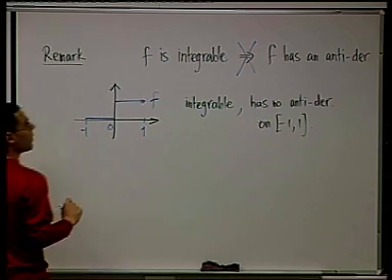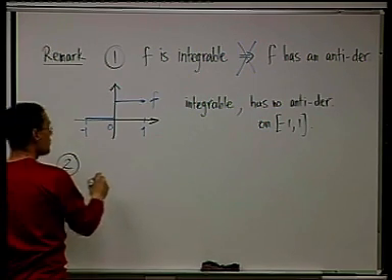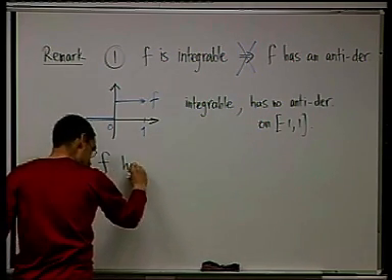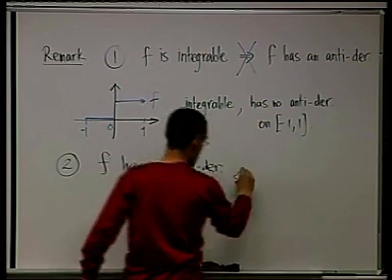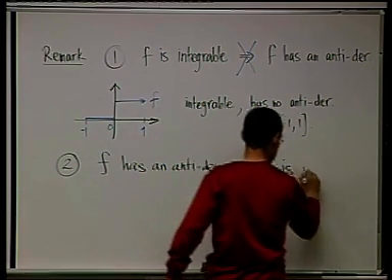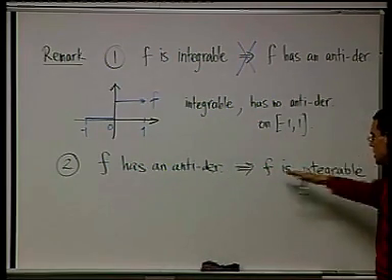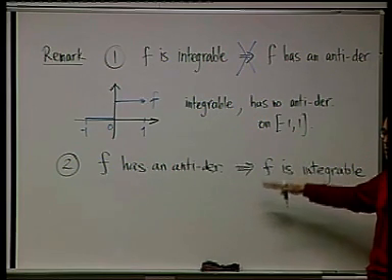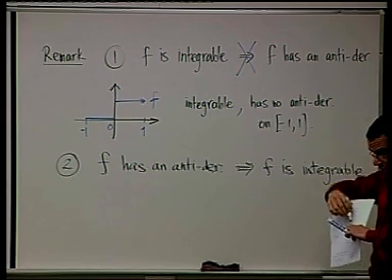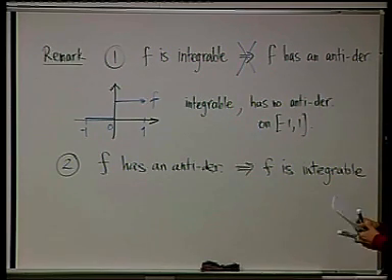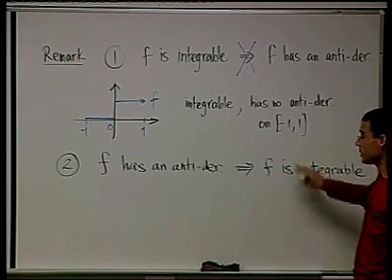What if we try the other direction? So call this 1. What if we try the other direction? Is it true that if f has an antiderivative, then f is integrable? Again, integrable in the Riemann sense, in the definite integral sense, having those Riemann sums converge. Is it true that having an antiderivative guarantees being integrable? You're saying no. If you're saying no, you have to give a counterexample.